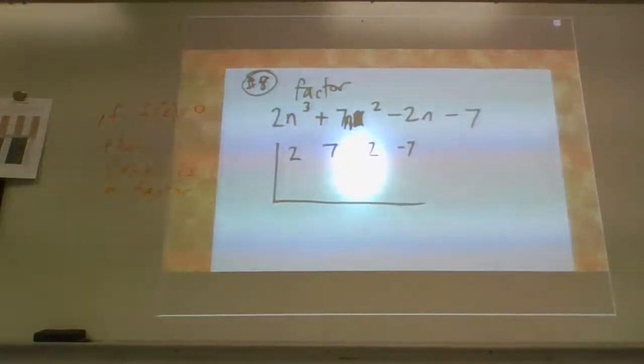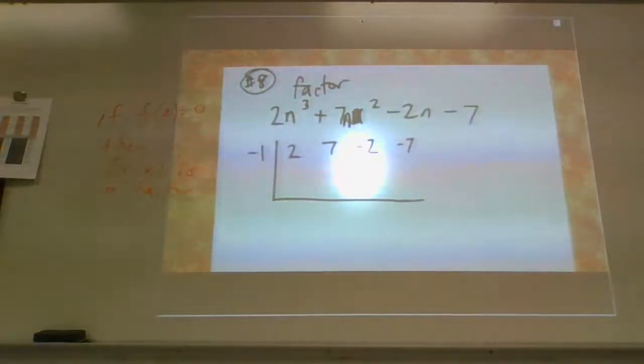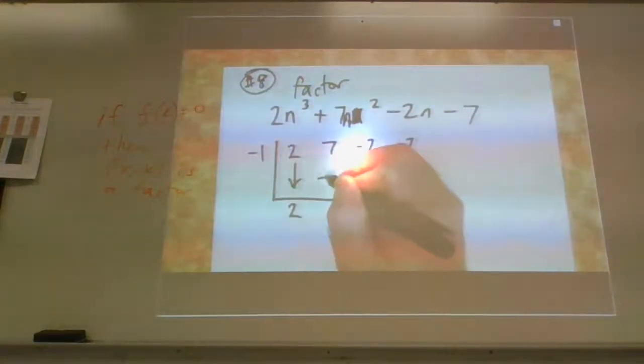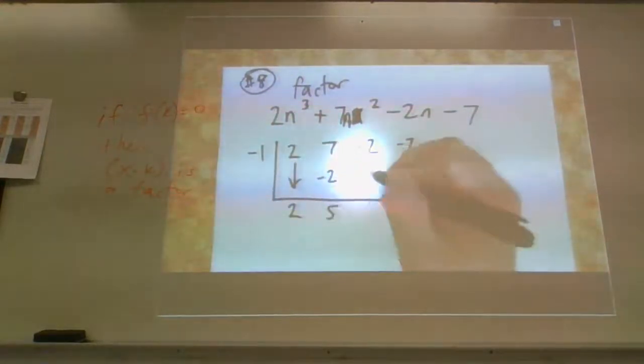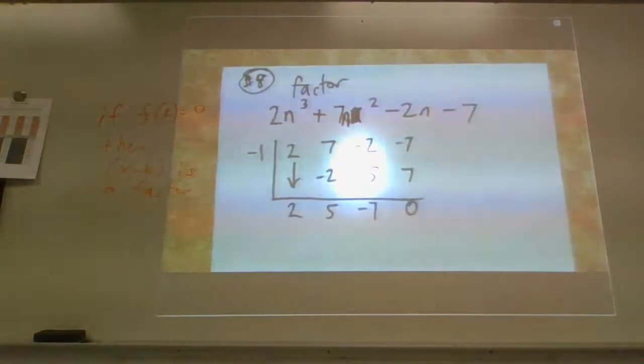It doesn't matter which one we do first. I'm just going to choose whatever you said. -1. We'll try -1 first. We need to factor completely. Now, mind you, the problem said to factor. We'll deal with that in a moment. Bring down the 2, multiply, add, multiply, add, multiply. Boom! Nailed it.